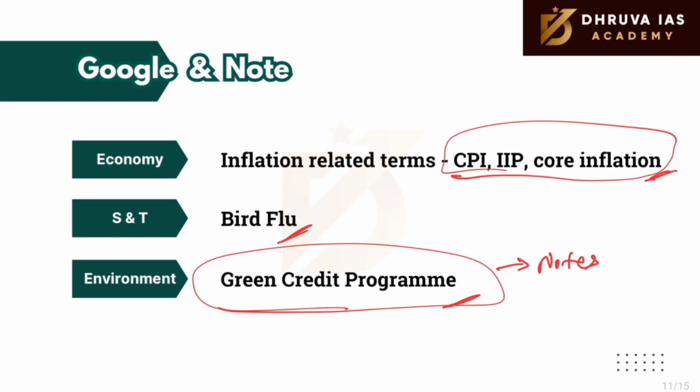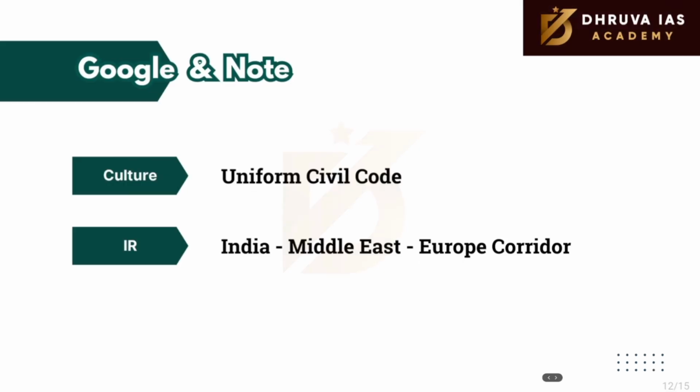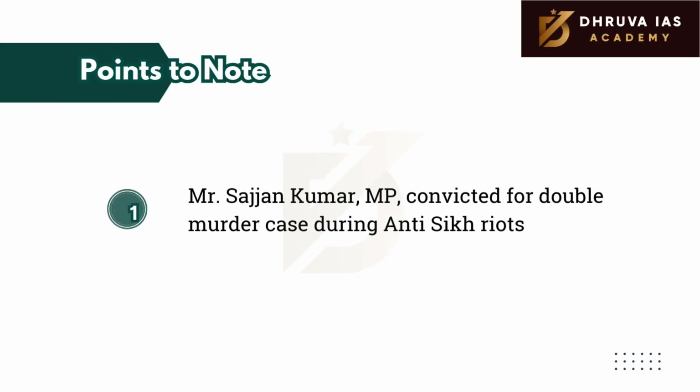Apart from these that you are Googling now and making notes, there are some topics that we have already discussed in the previous News Navigator. These are Uniform Civil Code and India Middle East Europe Corridor. If you have not covered the previous News Navigator, then kindly read these two topics and make notes out of that. The next section is about points to note.